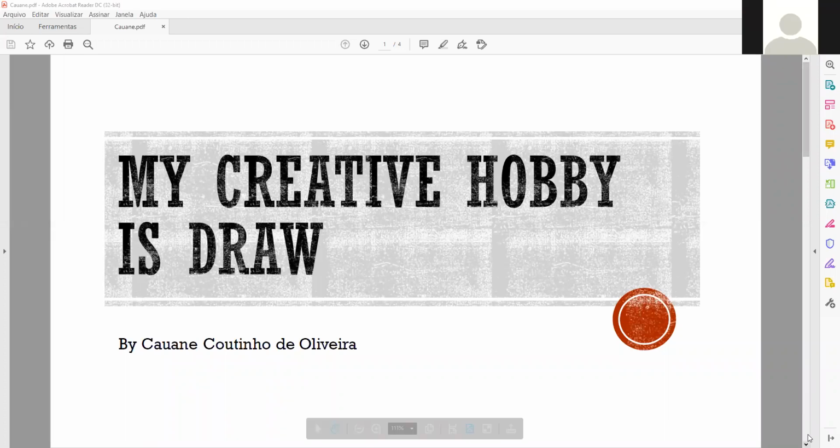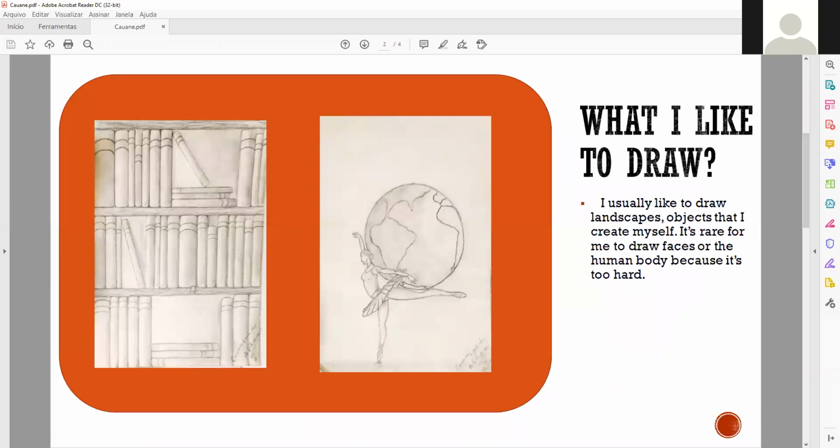My creative hobby is to draw. What I like to draw: usually I like to draw landscapes, objects that I create myself. It's rare for me to draw faces or the human body. But the second image is the only drawing where I do the human body. The only time that I draw the human body.